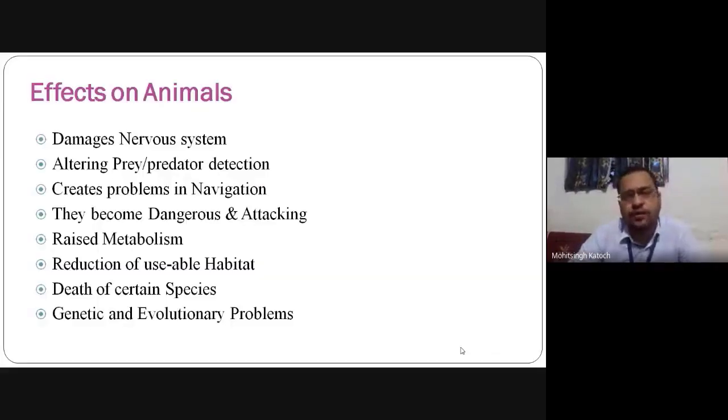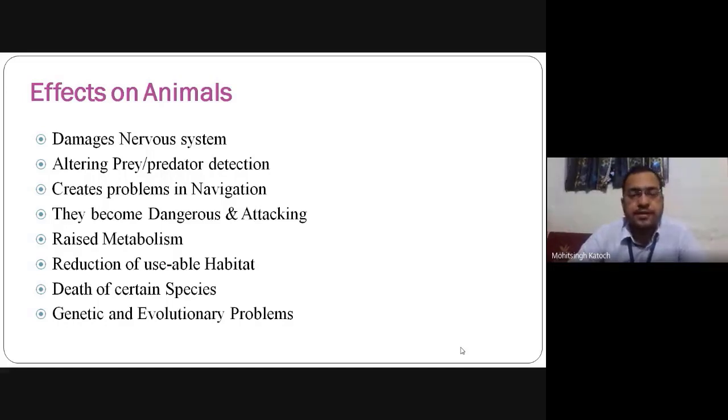After going through the effects of noise pollution on human beings, let us now have a look at the effects of noise pollution on animals. The nervous system of animals gets heavily damaged due to noise pollution. There is altering in the prey predator detection. Noise pollution creates problems in navigation. Animals become dangerous and they attack anybody in their vicinity.